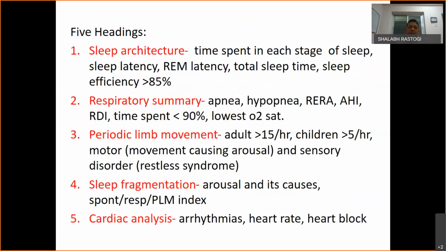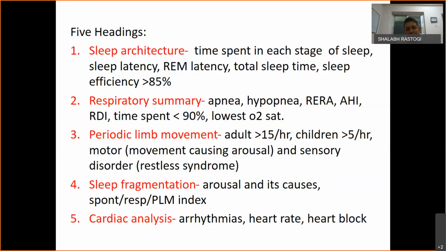Now, the report is given in 5 headings. First is the sleep architecture, in which you get information about how much time the patient spends in each stage. The important thing is sleep efficiency. It should be greater than 85% to validate the study. That means the patient slept effectively 85% of the time of the sleep recording. Otherwise, if sleep efficiency is less, it gives a falsely low measure of AHI.